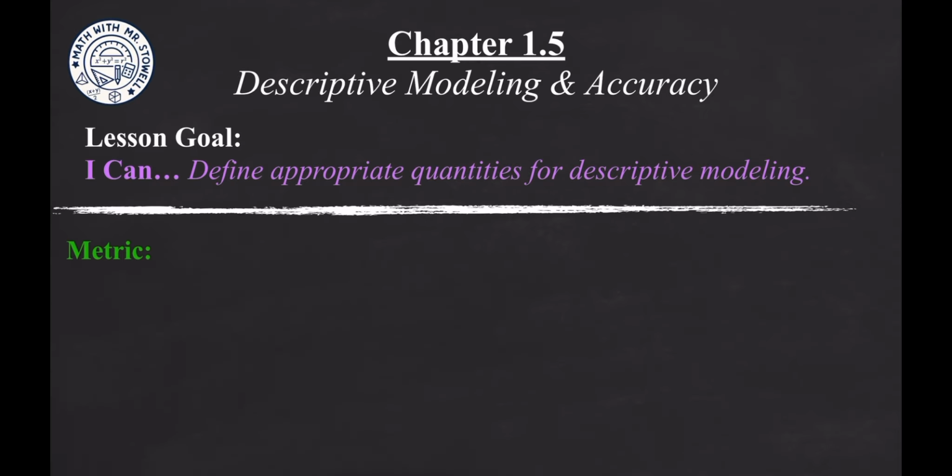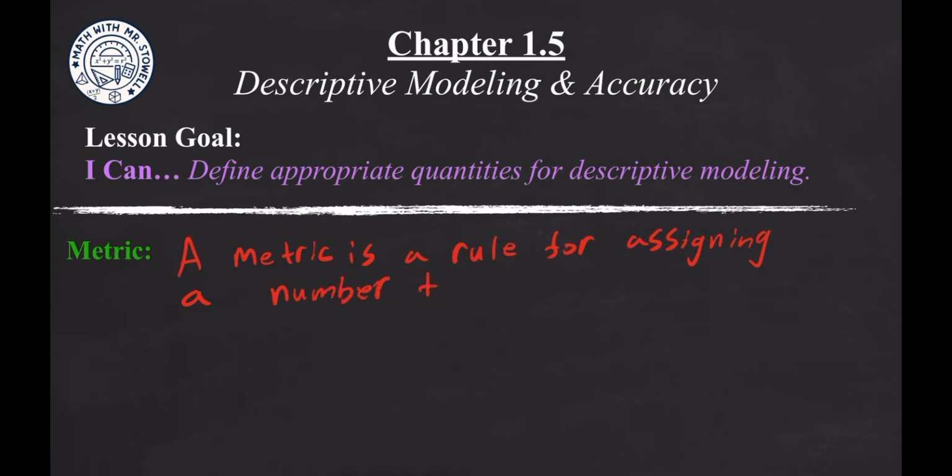So let me just write that down so that we have it written. So a metric is a rule for assigning a number to some characteristic or attribute.